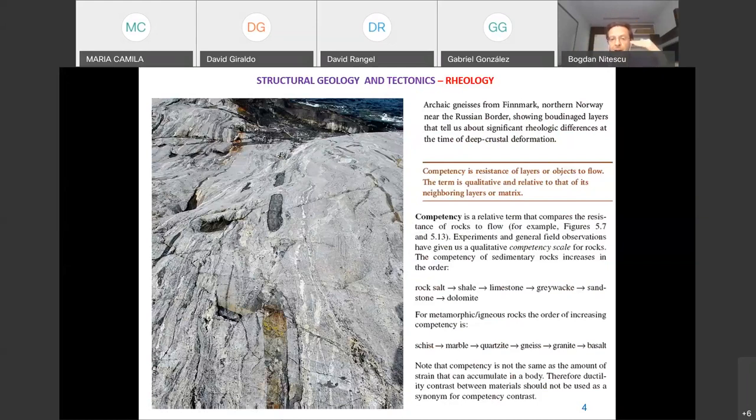So the salt is the least competent. And then you see shale, limestone, and so on. Dolomite, which is a combination of calcium and magnesium carbonate, yeah? Dolomite is the most competent, so it kind of opposes flow. Now, when it comes to metamorphic and igneous rocks, you see the schists, marble, quartz, gneiss, granite, basalt, yeah? So increased competency, and the basalt is the most competent.